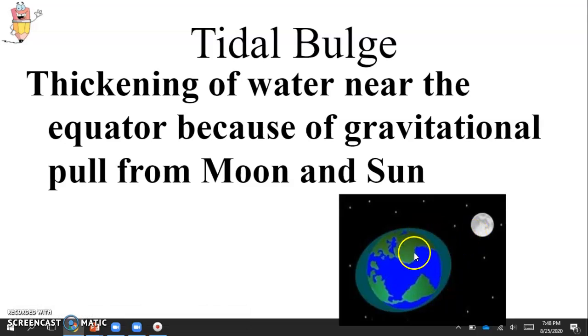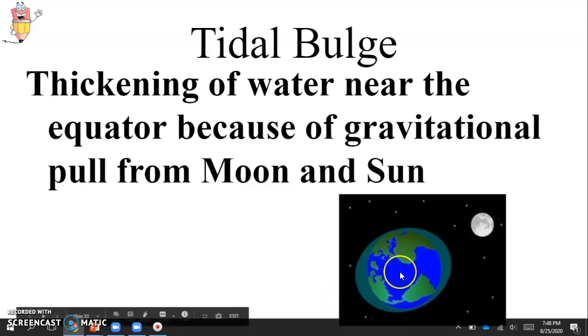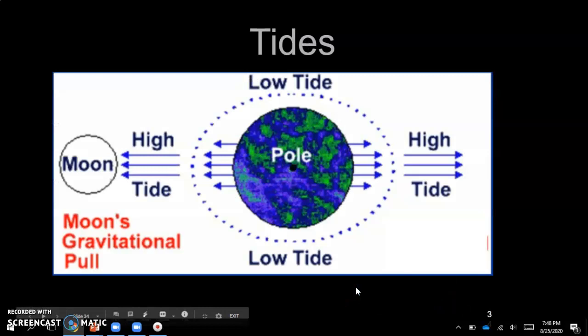And there is an equal and opposite force on the other side. So we've got two bulges, one towards the moon and one on the direct opposite side of the Earth. So again, here's how we would see our tides.